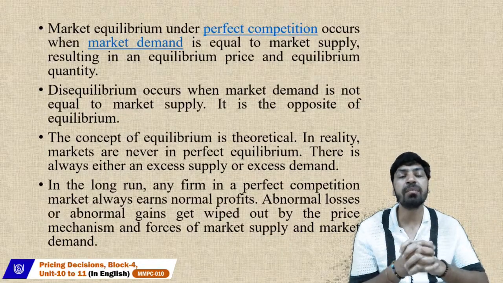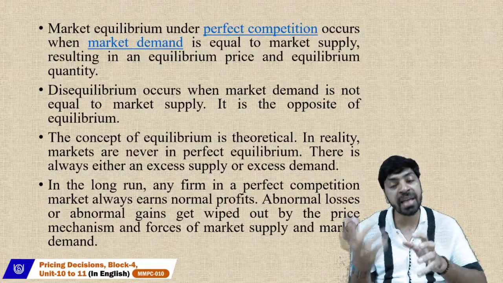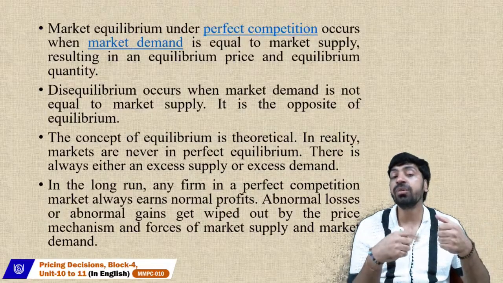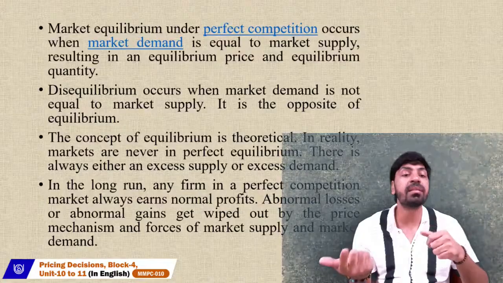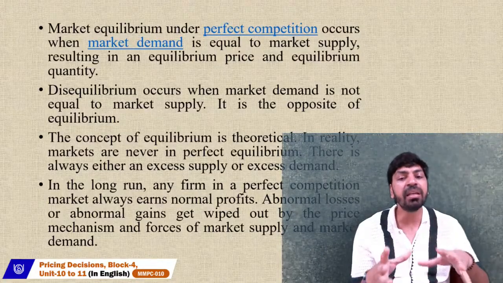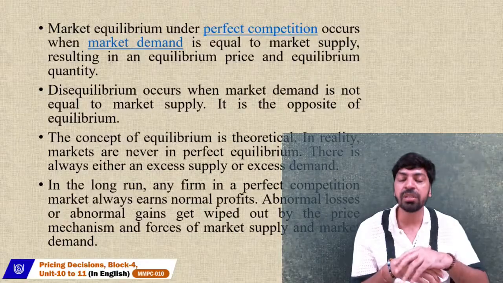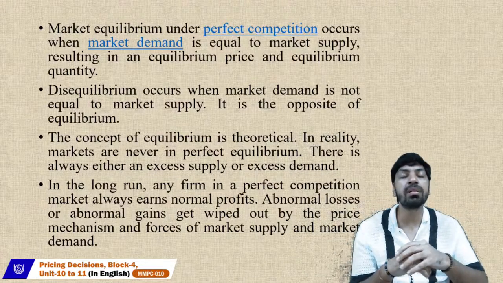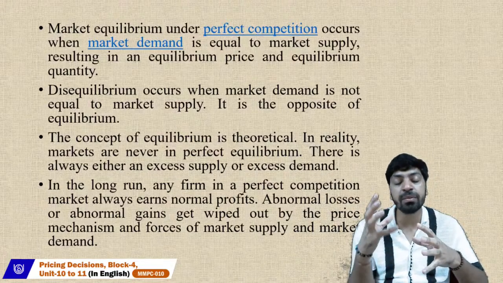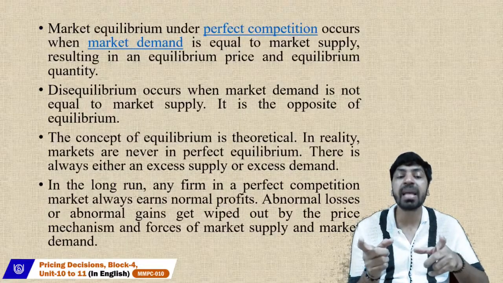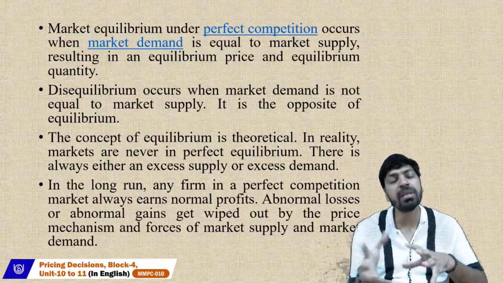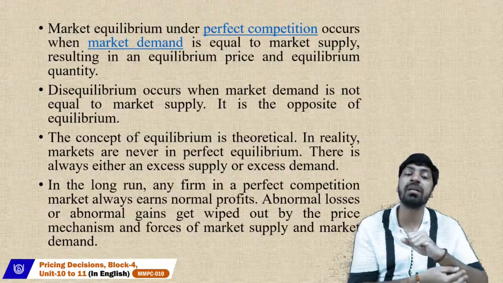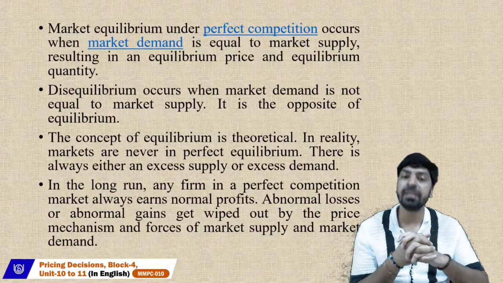The concept of equilibrium is purely theoretical, but in reality the markets will never remain the same in perfect competition. So there could be an excess demand, or an excess supply as well. In the long run, any firm in perfect competition earns only normal profits. Abnormal losses and abnormal gains can also be wound up, and can be regulated by the price mechanism, and it depends upon the market forces, in other words, the market supply and market demand.